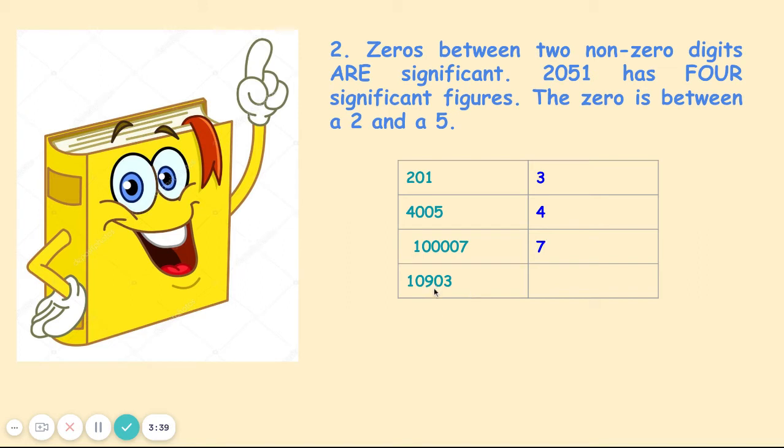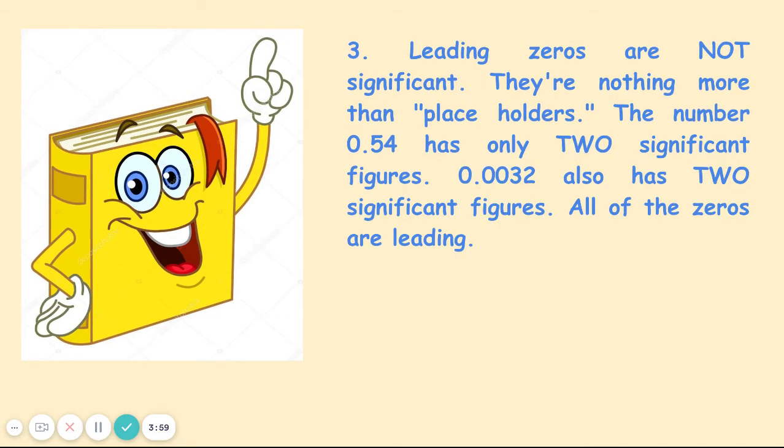So, how about our last example? 10,903. So, 1, 2, 3, 4, 5. So, we have 5 significant figures. Okay? So, that is rule number 2. Lahat ng zero sa pagitan ng non-zero are significant. Okay? So, how about rule number 3?